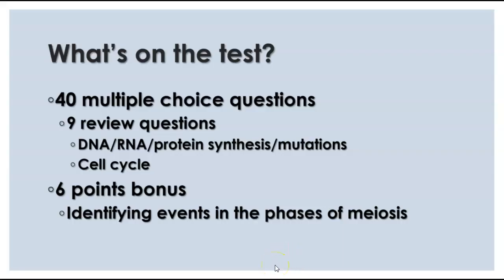So there are 40 multiple choice questions on the test. 9 of the questions are review questions over DNA, RNA, protein synthesis, cell cycle, mutations, that kind of stuff. Fits very well with what we're talking about in this unit as well. There's also a 6-point bonus question that is identifying events in the phases of meiosis.